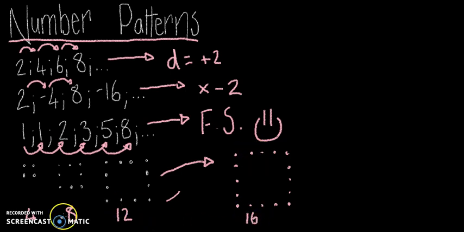So what's the pattern that's happening? It's pretty easy to see, isn't it? We're adding 4 each time.